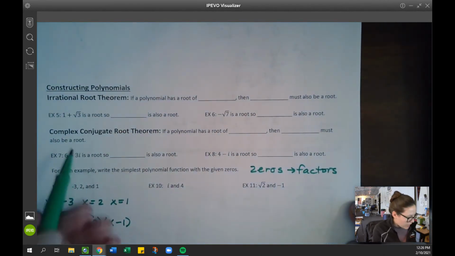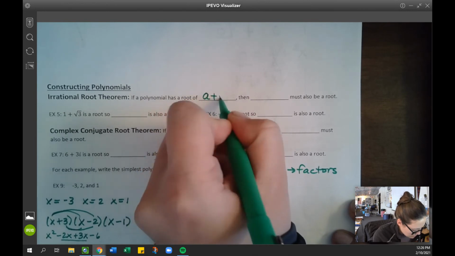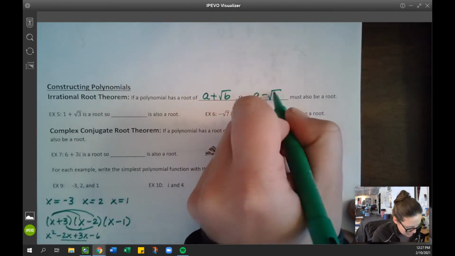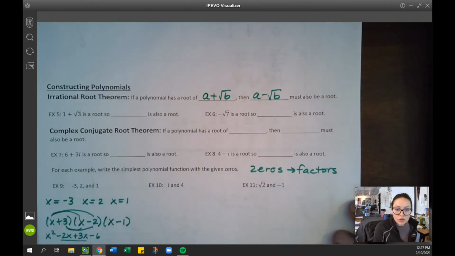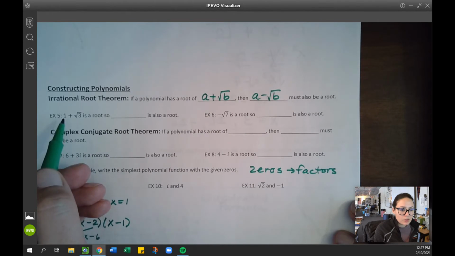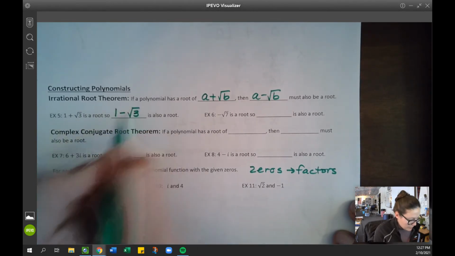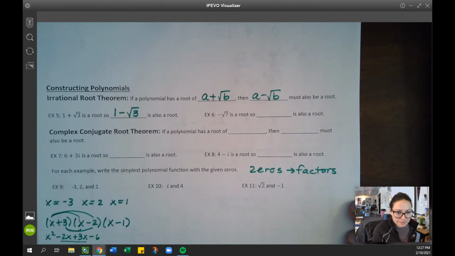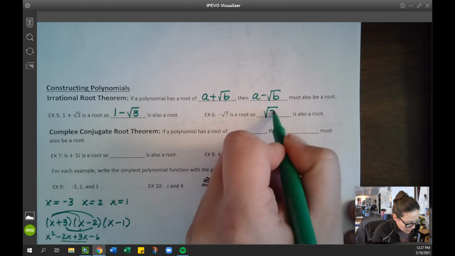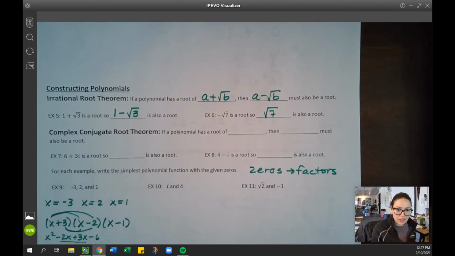So the irrational root theorem says that if a polynomial has a root of a plus the square root of b, then a minus the square root of b must also be a root. So we get that plus or minus there. So for example, if 1 plus the square root of 3 is a root, 1 minus the square root of 3 goes with it. If negative square root of 7 is a root, positive square root of 7 is also a root. Those are the pairs that go together.